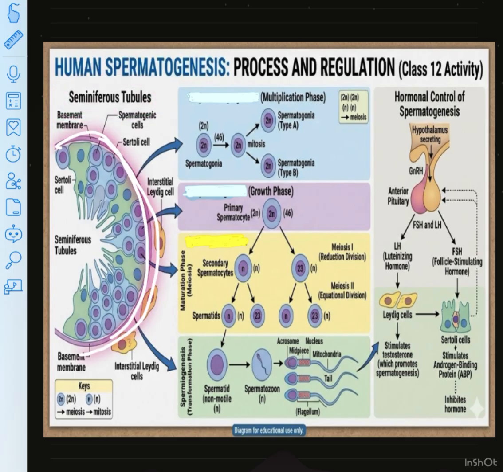So here is a sectional view of the seminiferous tubule. These are the spermatogenic cells and the Sertoli cell. The Sertoli cell provides nutrition to the spermatozoa and spermatid. And this is the process.